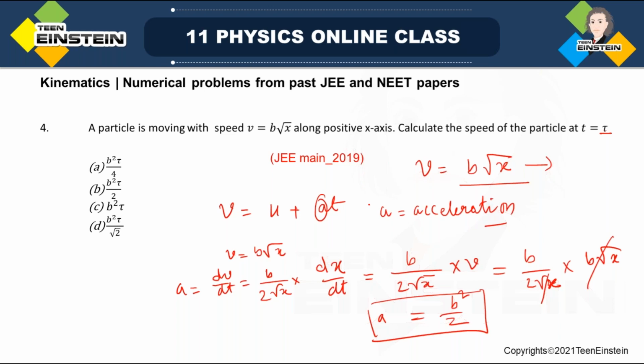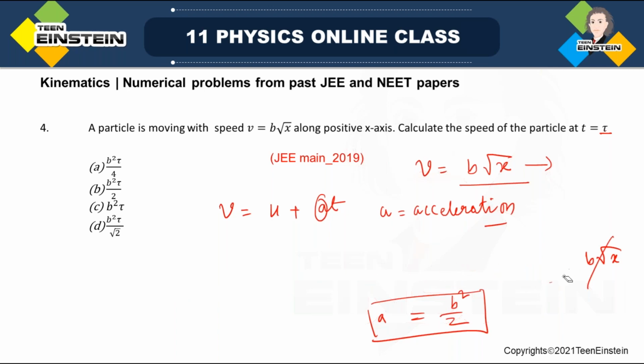Now let us solve this problem. We have got the acceleration. So what is this v? v is equal to u, u was b root x, plus a, a means b square by 2, into t. T is actually tau.